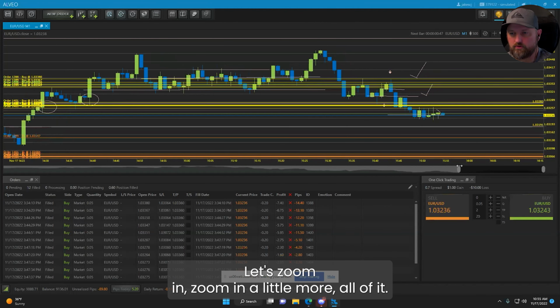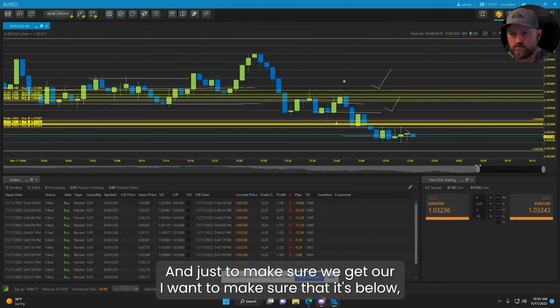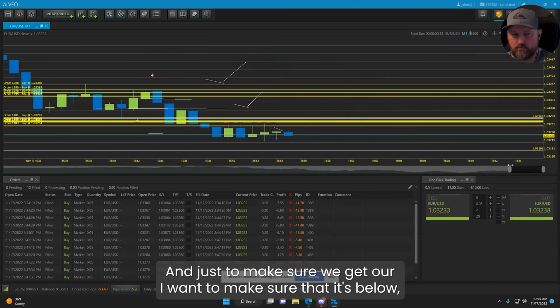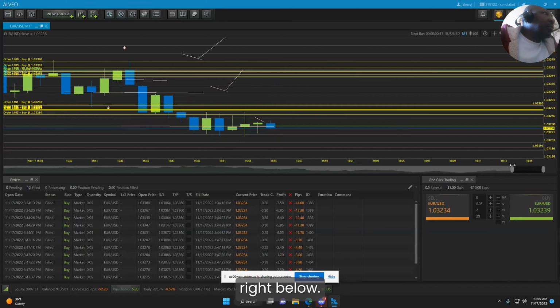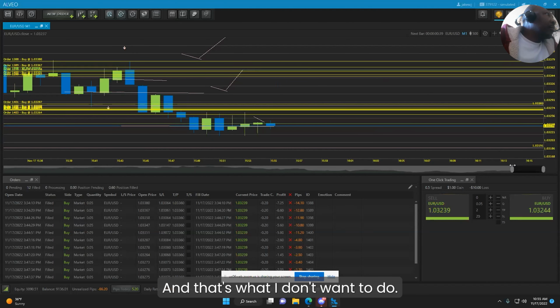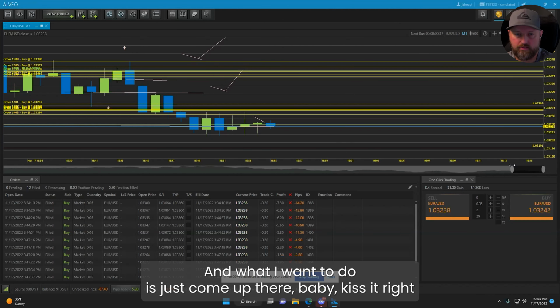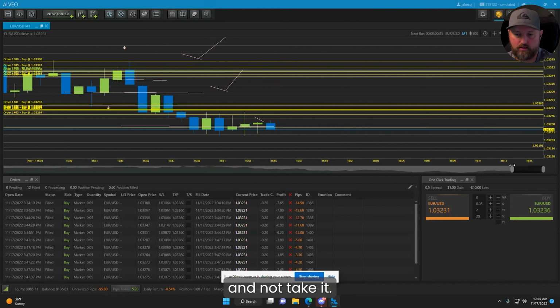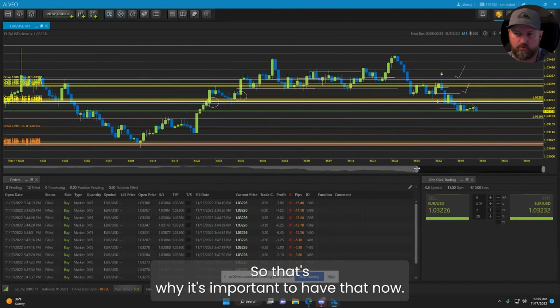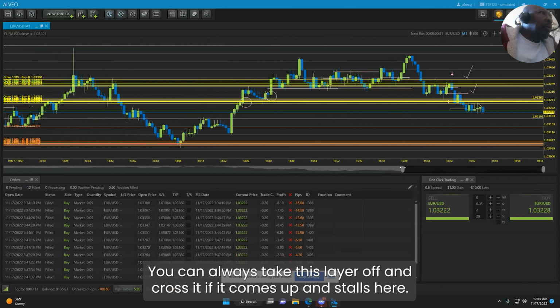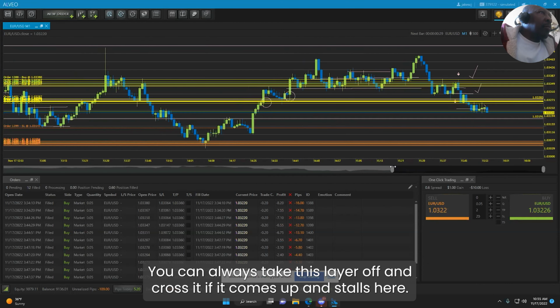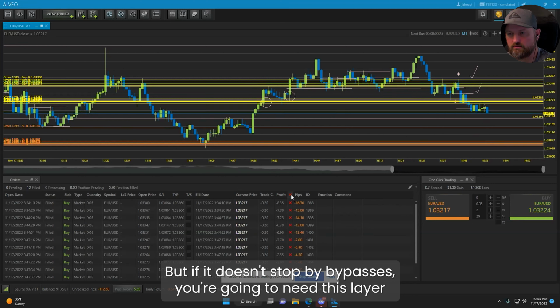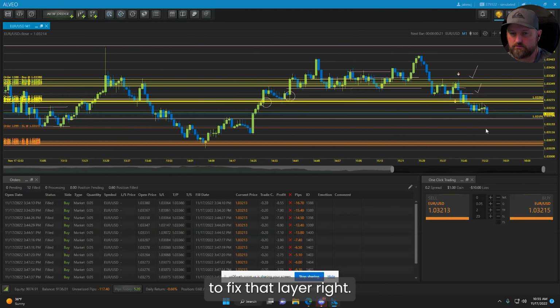Zoom in a little more, all the way in, just to make sure that green line is below. Right, it's below. Because what I wouldn't want to do is come up there and maybe kiss it and not take it. So that's why it's important to have that. Now, you can always take this layer off and profit if it comes up and stalls here. But if it doesn't stall and bypasses, you're going to need this layer to fix that layer, right?